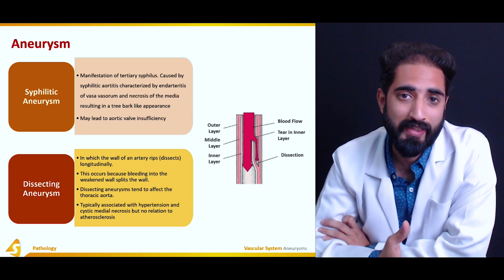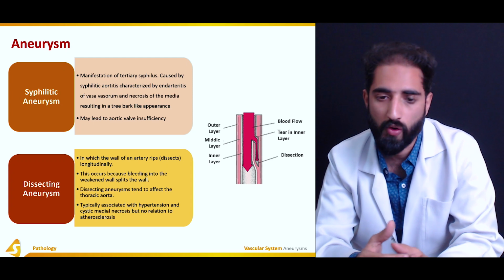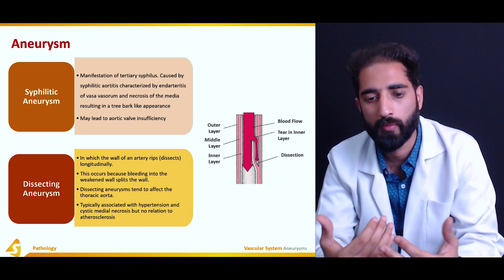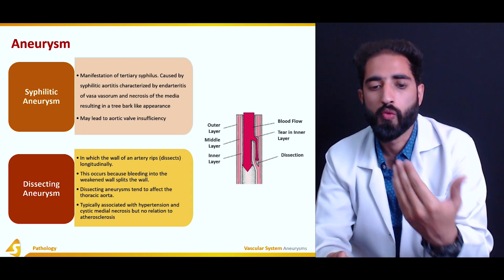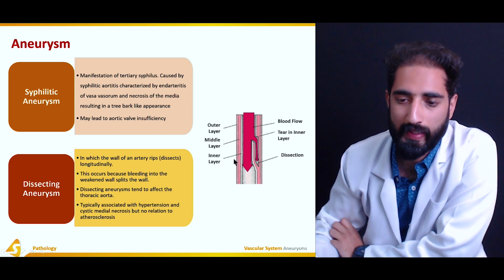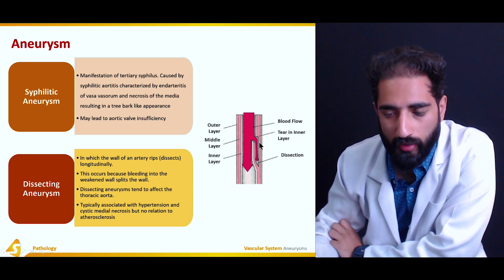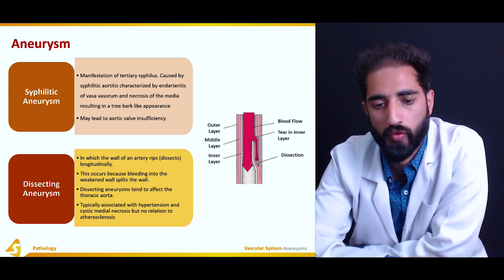The next is dissecting aneurysm. This is different from other aneurysms because in a dissecting aneurysm, the wall of an artery rips or dissects longitudinally, as you can see in this picture. There is a longitudinal dissection along the length of the vessel, the artery or the arteriole.